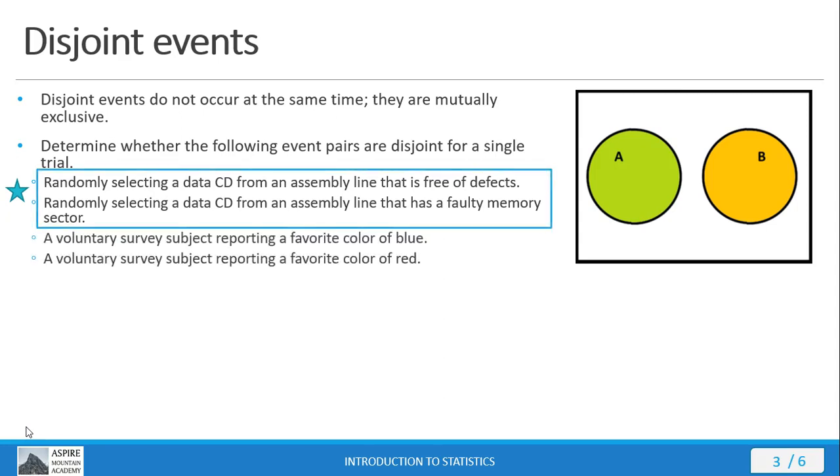Let's try this next pair here. A voluntary survey subject reporting a favorite color of blue, and a voluntary survey subject reporting a favorite color of red. Are these two events disjoint?